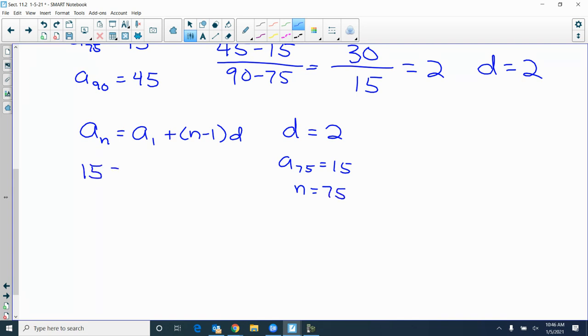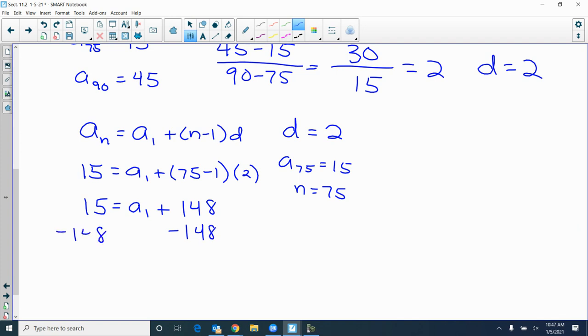So that becomes 15 equals A sub 1 plus 75 minus 1 times 2. Go ahead and figure out what your first term is. I get 15 equals A sub 1 plus 74 times 2. So what is that? 148. Subtract 148, and now I've got negative 133 as my first term.